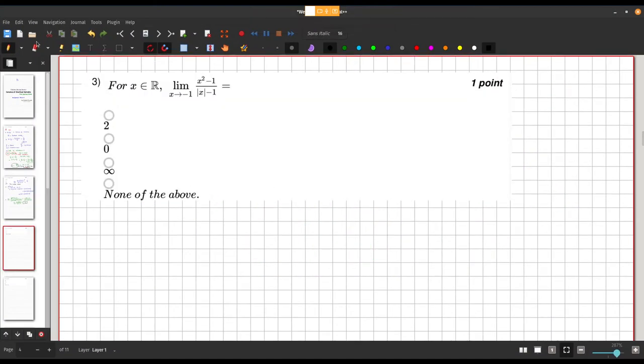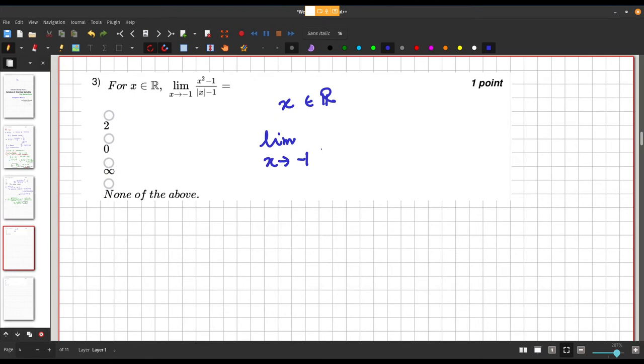Okay, so here also we have to find a limit, and here x is a real number. As x is going to minus 1, we have to find the limit of the expression x square minus 1 divided by mod x minus 1. So let us first see what this mod x is.